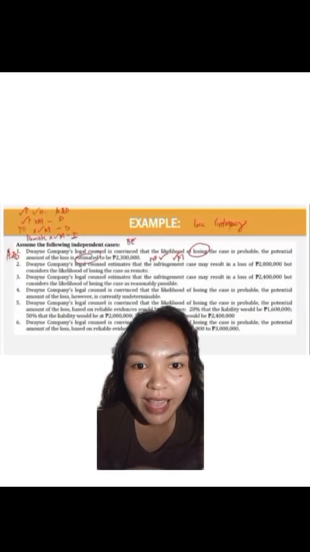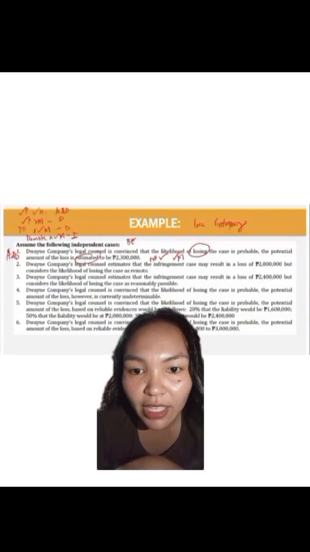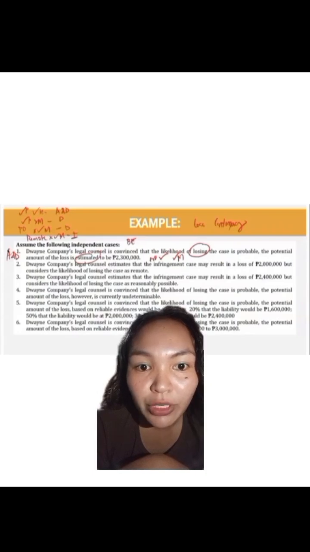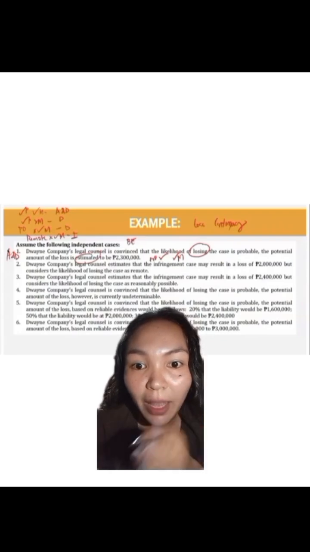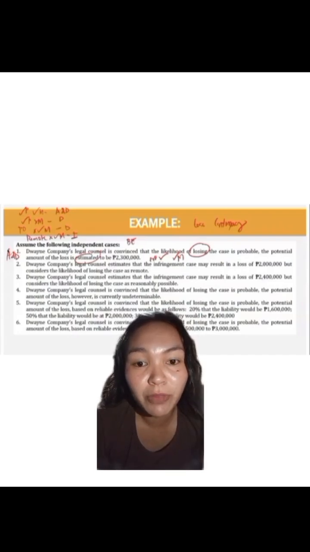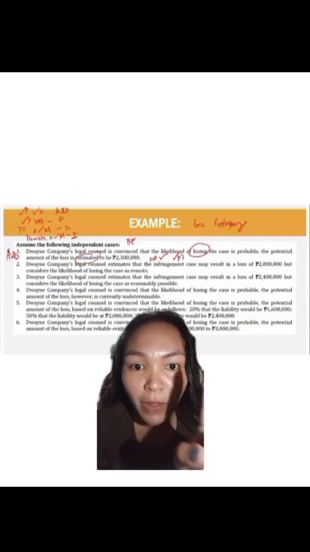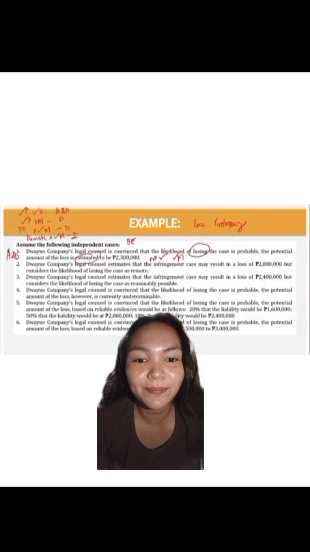So let's proceed to the last, which is the loss contingencies. There are 6 examples above, but we only answer number 1. It states that in number 1, Dwayne Company's legal counsel is convinced that the likelihood of losing the case is probable. The potential amount of the loss is estimated. So it is probable and it is measurable because it is estimated to be 2,300,000. So yes, it is probable and yes, it is measurable. So it is a provision, and the treatment is accrue and disclose.